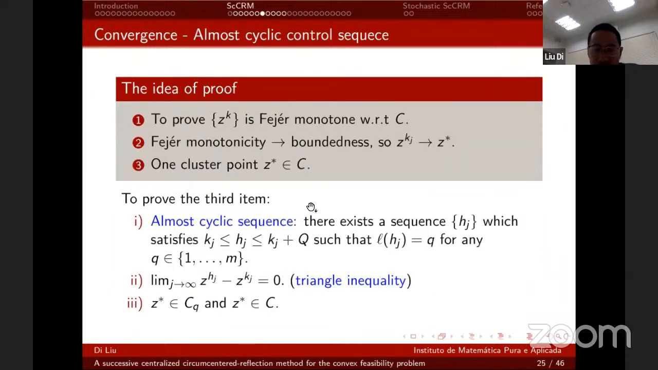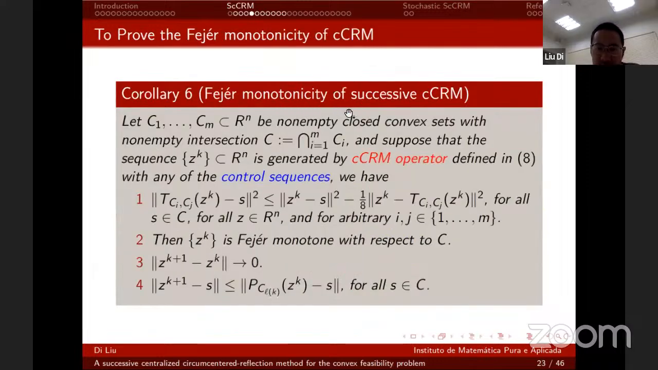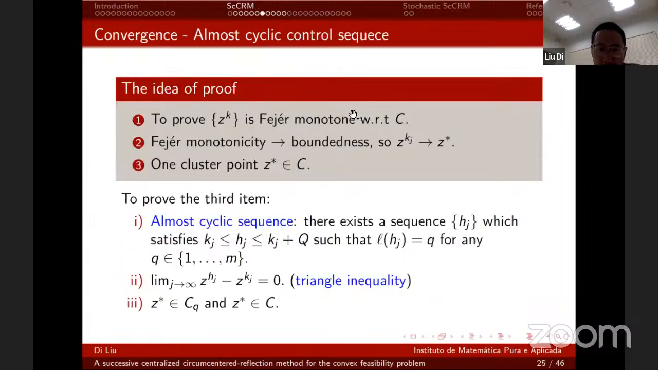Okay, I will just say a little bit about the idea of the proof. First, we prove the sequence is Fejér monotone with respect to the intersection, but obviously we already get it from this Fejér monotonicity corollary. Because it's Fejér monotone, the sequence is bounded, so we can assume there is a subsequence that converges to the point z star, and what is left is we just need to prove this z star belongs to the intersection. That's enough.